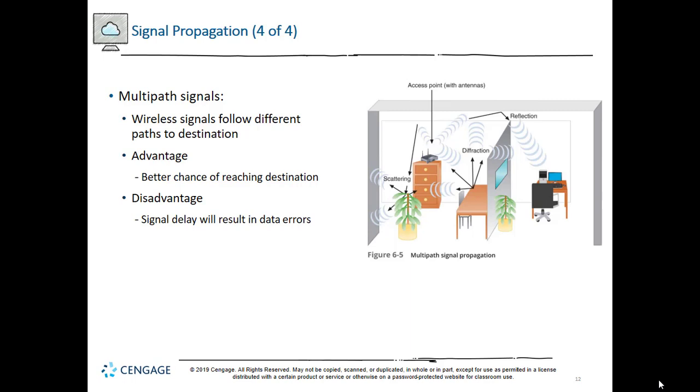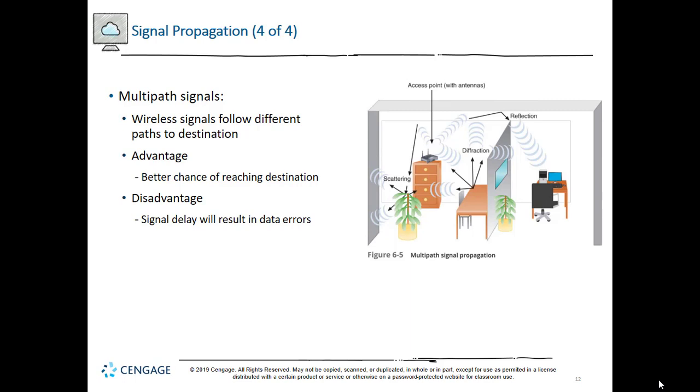Okay, the multi-path nature of wireless signals is sometimes a blessing, but it can also be a curse. On one hand, because signals bounce off obstacles, they have a better chance of getting to their destination. On the other hand, the signal could bounce off so much that it could result in data errors because data is getting in there out of order.